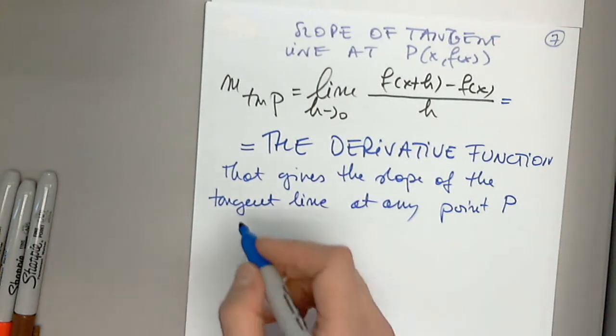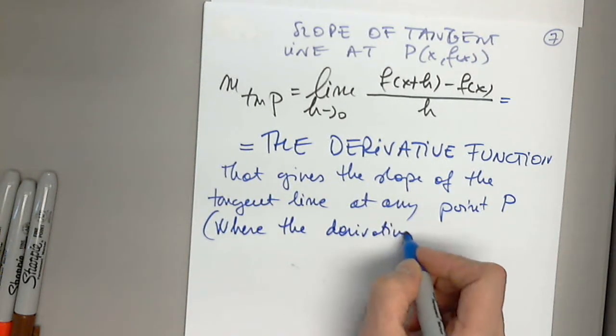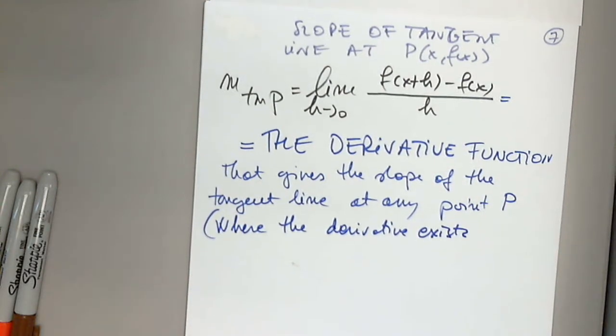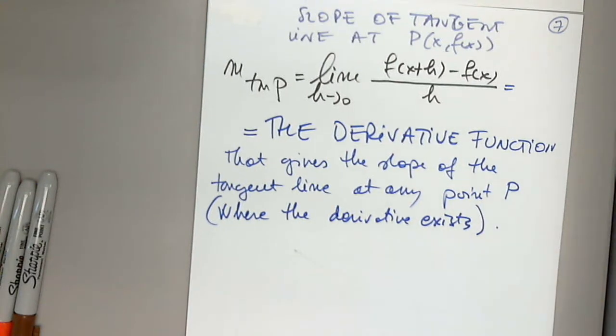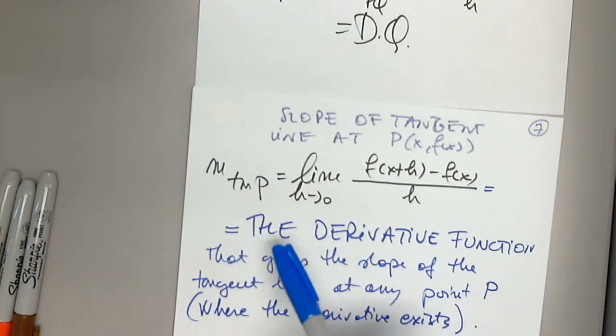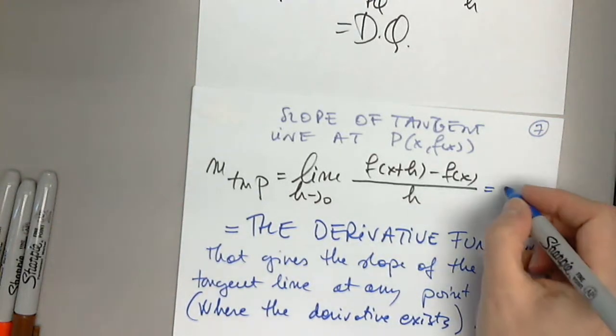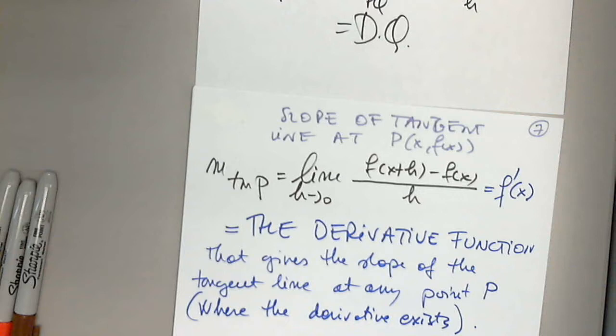I'm going to put in parentheses, where the derivative exists. I'm going to talk about that in a minute. Where the derivative exists. The derivative will not exist at every point. So let's go back. So what does this mean? This is just the name. And what is the notation? The notation is f prime of x. So you either say f prime of x, or you read the derivative function of f of x.